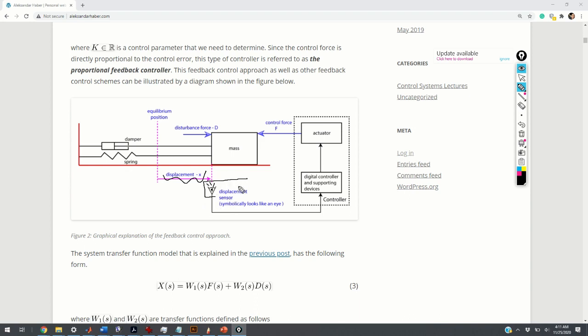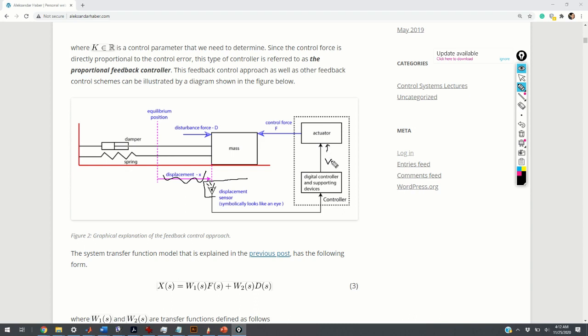Now, this sensor provides information to the controller. So this block over here, marked by dashed lines, is the controller. Roughly speaking, the controller consists of 2 parts. The first part is a digital controller and supporting devices. When I say supporting devices, I mean here data acquisition cards, signal conditioning circuits, and other circuits, right? So this is a digital controller, and this digital controller computes the value of control actions. Usually these are the voltages that are being sent to an actuator.